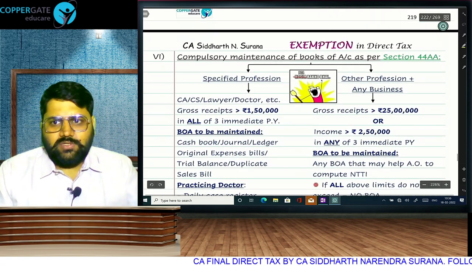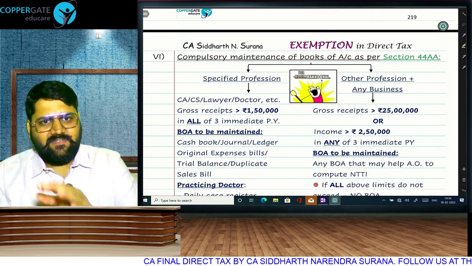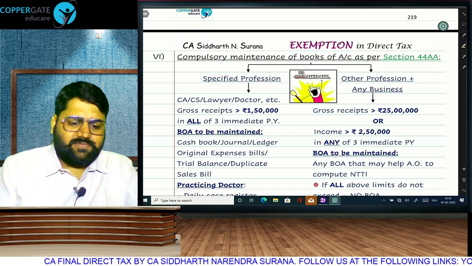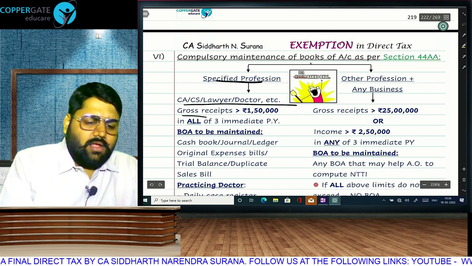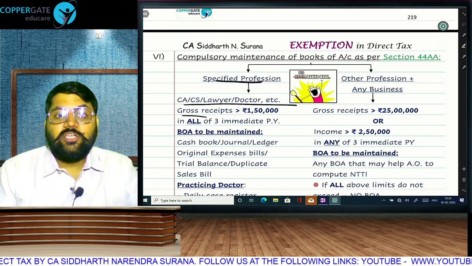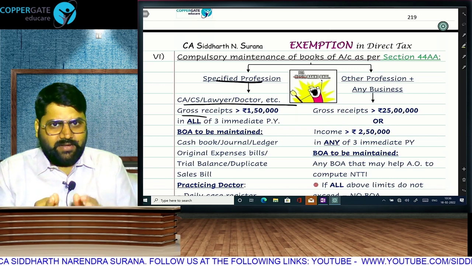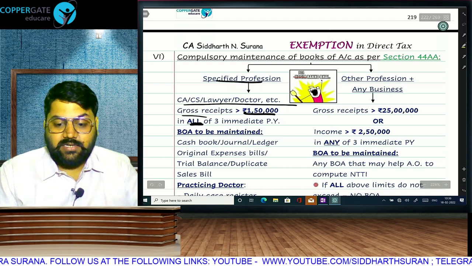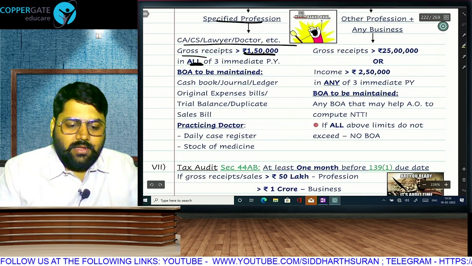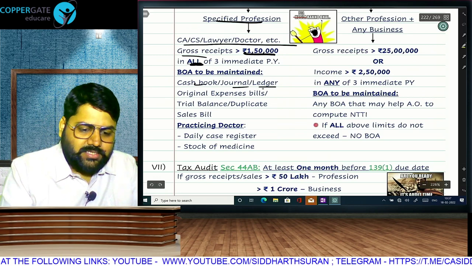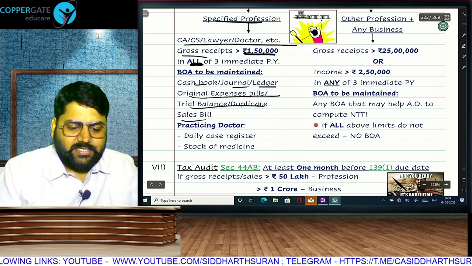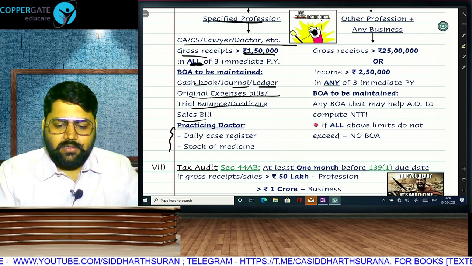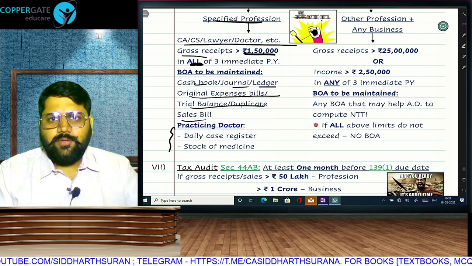Next, now we come to general rules and regulations about PGBP. With that, PGBP will almost get over once we do these general rules and regulations. So, compulsory maintenance of books of accounts. If you are in a specified profession, CA, CS, lawyer, doctor, film artist, etc., then we have to see your gross receipts of last 3 years. So for 21-22, we will check 20-21, 19-20, 18-19. If all three exceed 1,50,000, then you have to maintain compulsory books of accounts, that is cash book, journal, ledger, trial balance, original expense bill, duplicate sales bill, and a practicing doctor has to maintain case paper, daily case register, and stock of medicine, extra for a practicing doctor.